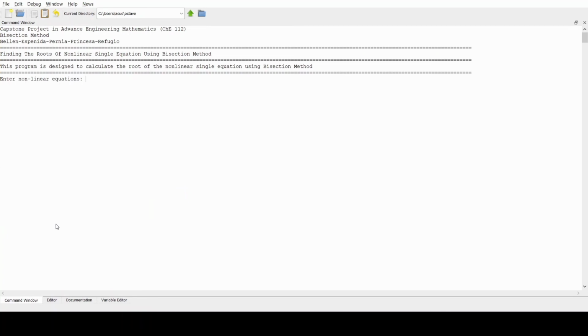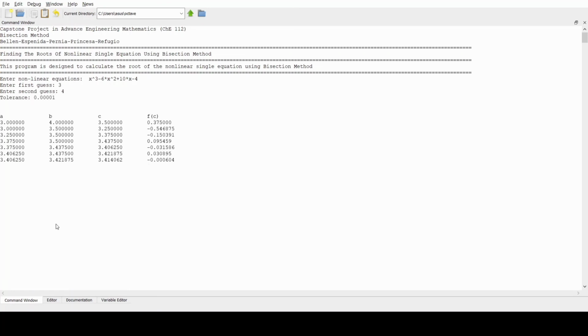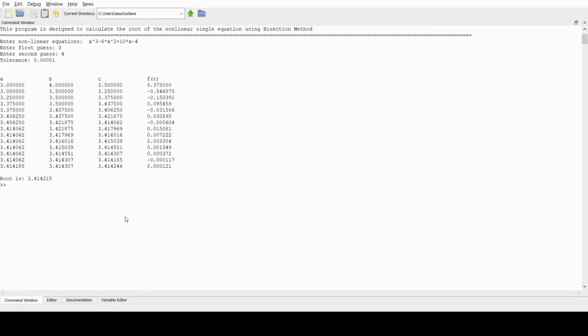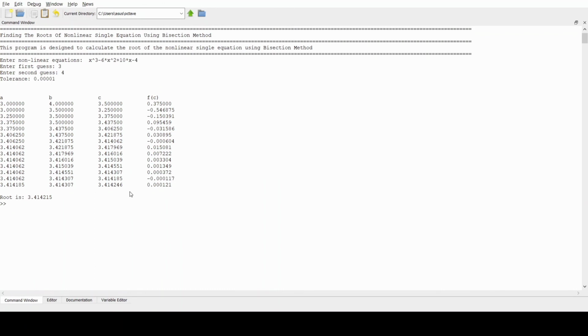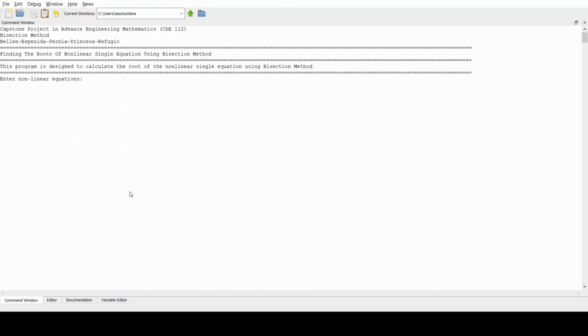Let's go for the function for the program input. Second guess would be this. Result would be 3.414215. Good.